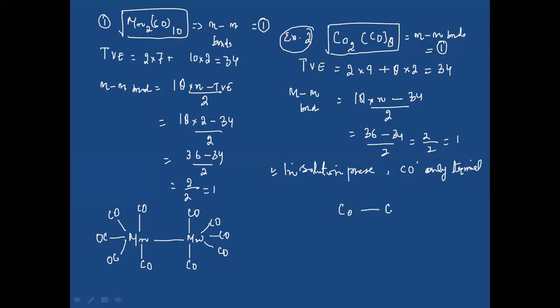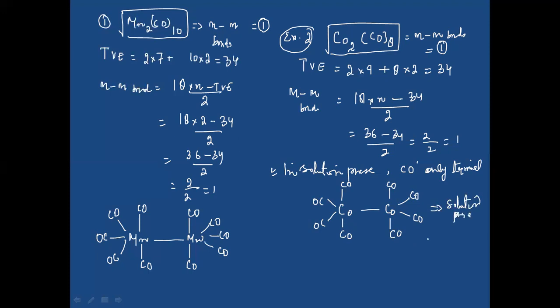This is one cobalt, this is the other cobalt, there is one metal-metal bond, and there are 4 carbonyls attached to each. These are called terminal COs. So these will be your terminal COs present in this compound. But in the solid state, the structure has been found to be different. This structure is in solution phase.